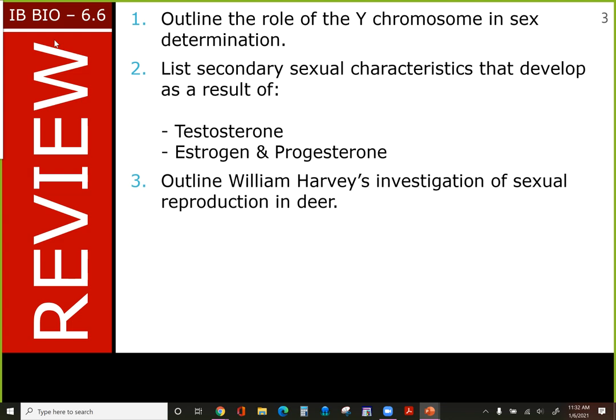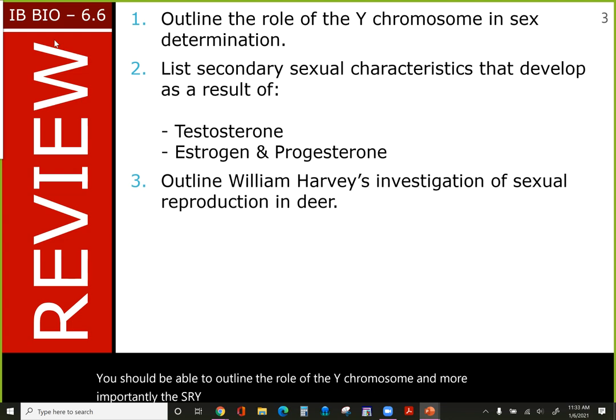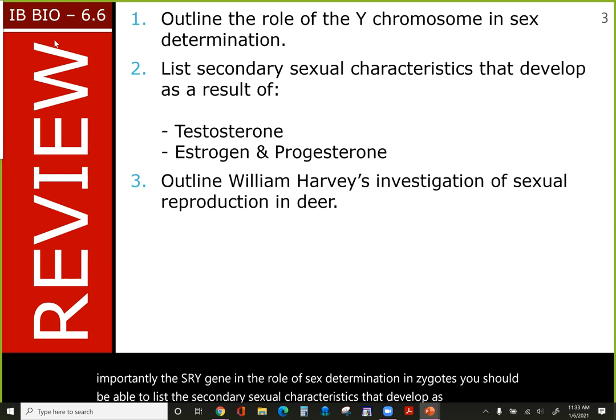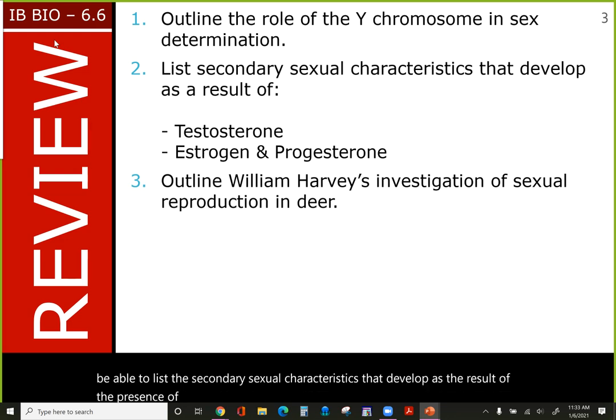Okay, so at this point, you should be able to outline the role of the Y chromosome and, more importantly, the SRY gene in the role of sex determination in zygotes. You should be able to list the secondary sexual characteristics that develop as the result of the presence of testosterone, estrogen, and progesterone. And you should be able to outline William Harvey's weird experiments with deer.